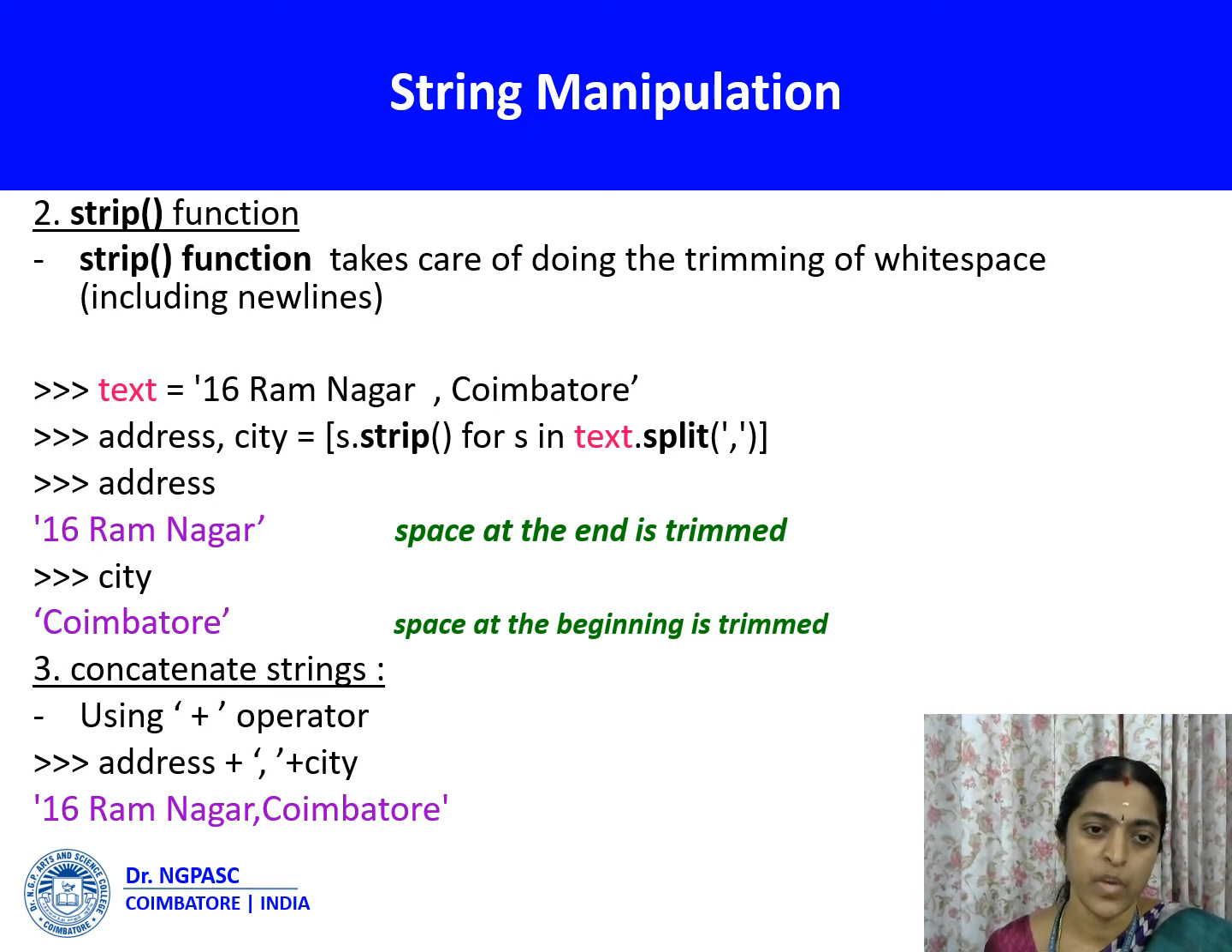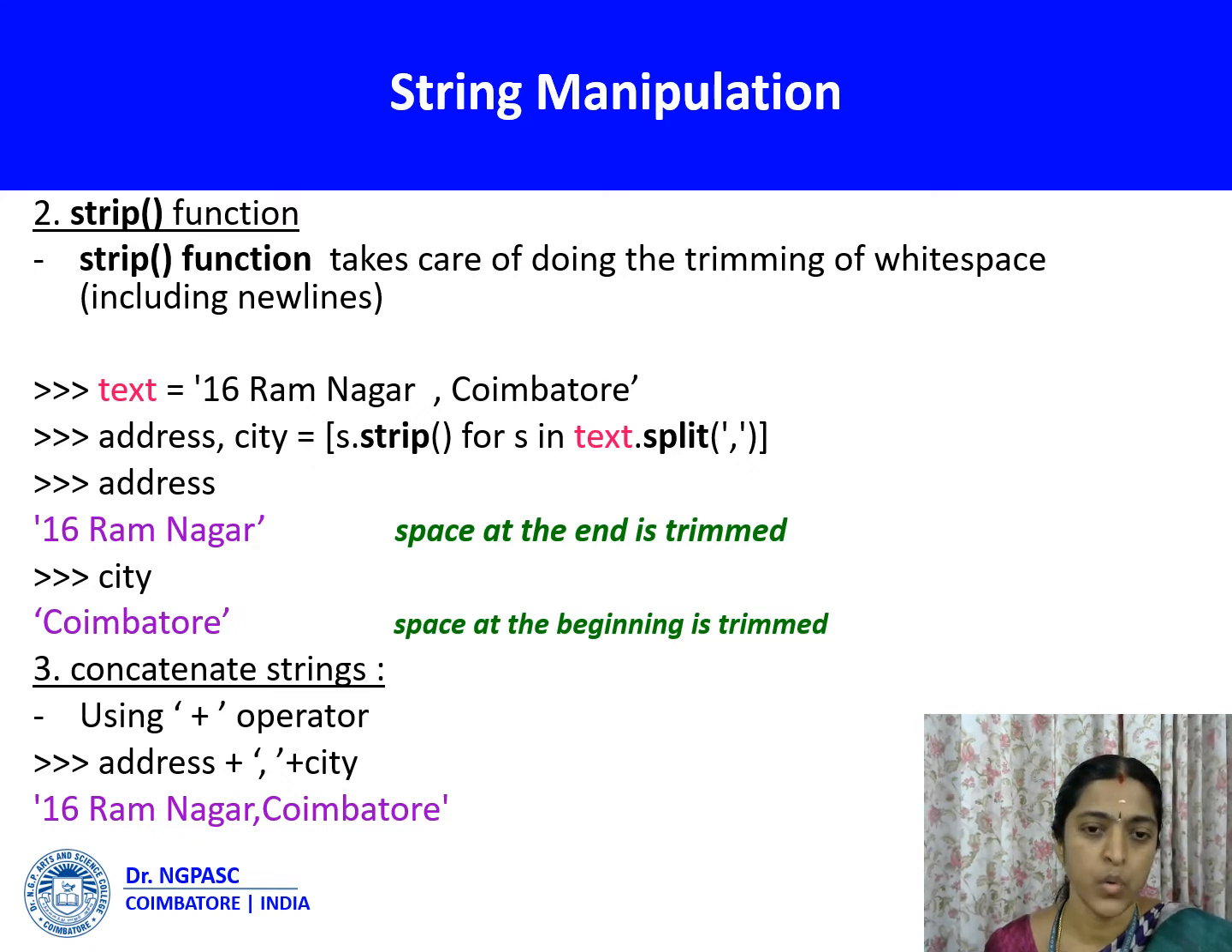So we take the same text variable, which is initialized to 16 Ramnagar, Coimbatore. To this, I am first applying the text.split function based on comma. As I am applying the split function, it splits the given text into two strings and then assigns it to the string array S. To this array, again I am applying the strip function.